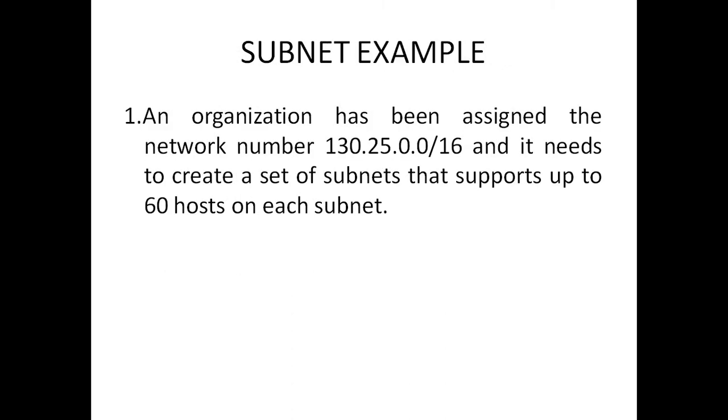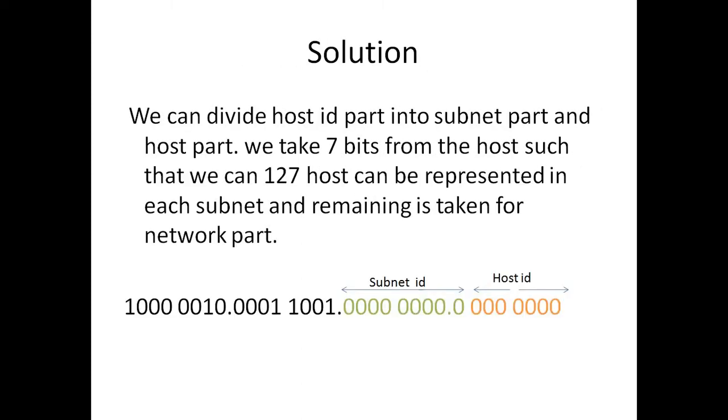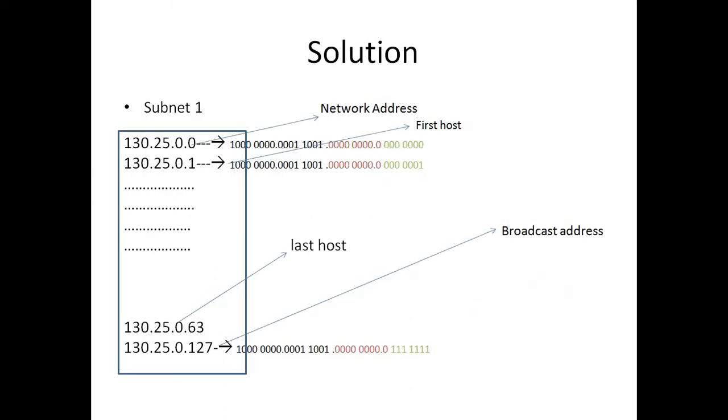An organization has been assigned a network number of 130.25.0.0/16, and it needs to create a set of subnets that supports up to 60 hosts on each subnet. How to do this? We have to identify the host bits. I make use of 7 bits to represent the host, and the remaining bits can be used to create the subnets. What about the first network address? Here the first subnet has the network address of 130.25.0.0. The first host is 130.25.0.1, and the last host is 130.25.0.63.